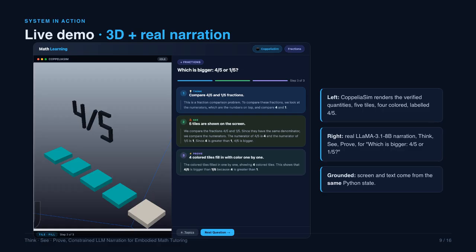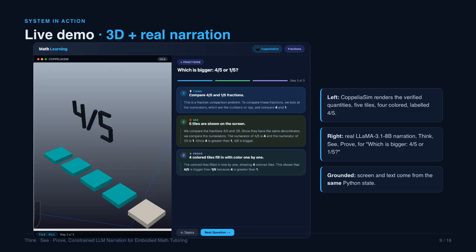Now here is the system running end to end. On the left is Copiosum. It renders the verified quantities directly. 5 tiles, 4 of them colored, and the fraction 4/5 displayed in 3D. On the right is the lesson interface, showing real narration produced by Llama 3.1 8B for the question, which is bigger, 4/5 or 1/5. You can read the 3-step cards as they appear.